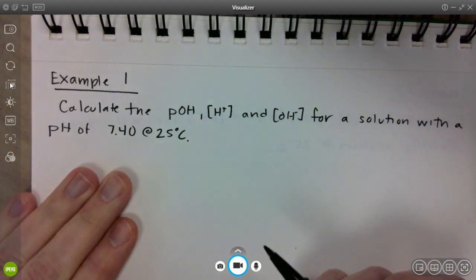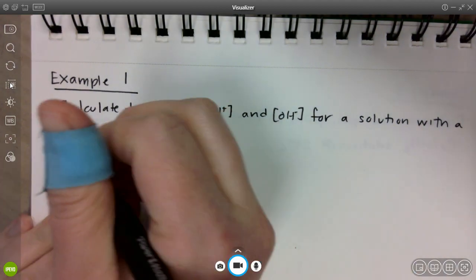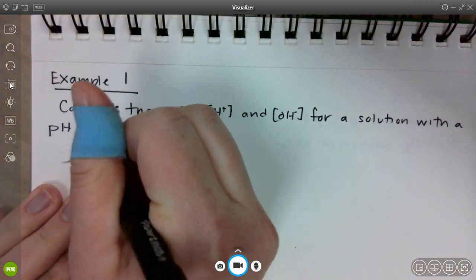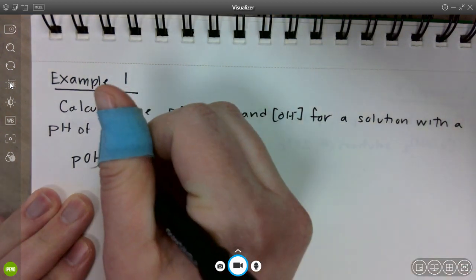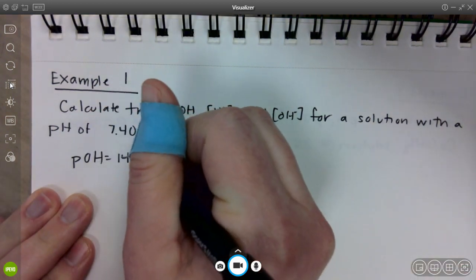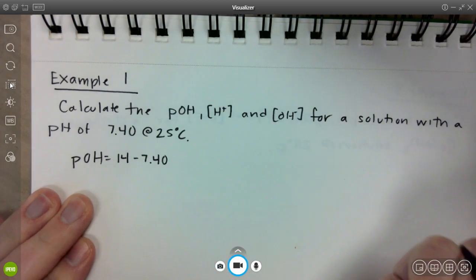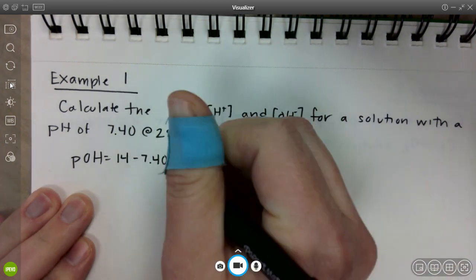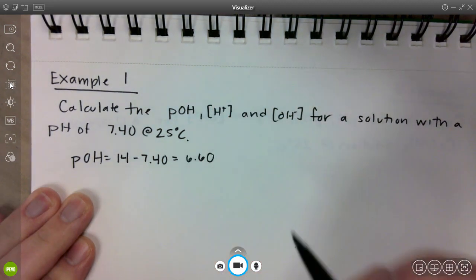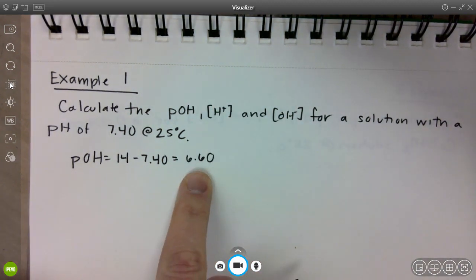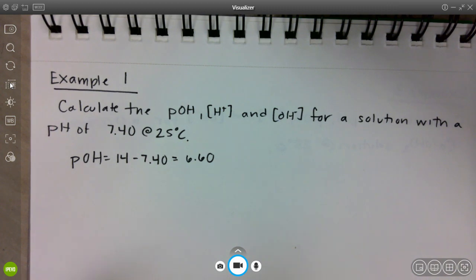All right. So if I know my pH is 7.4, I know that my pOH has to add up to 14 with my pH. So if I want to find my pOH, what I'm going to do is take 14 minus that 7.40 to get my pOH value, which is going to be 6.60. We typically report pHs in 2 decimal places. I don't think I've ever seen it reported any other way, so I would do 2 decimal places here. All right. So that's the easiest way to find your pOH.